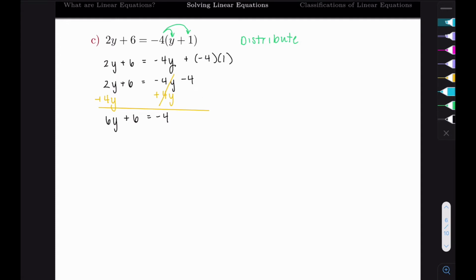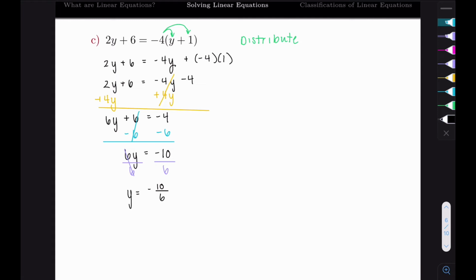Now we need to get rid of the plus 6, so we go ahead and subtract it to undo the addition. Those two cancel each other out. We're left with 6y on the left and negative 10 on the right-hand side. And so one final step, we've got 6 times y, so we divide by 6, but we've got to do exactly the same thing on this side. So that leaves us with y is equal to negative 10 over 6.